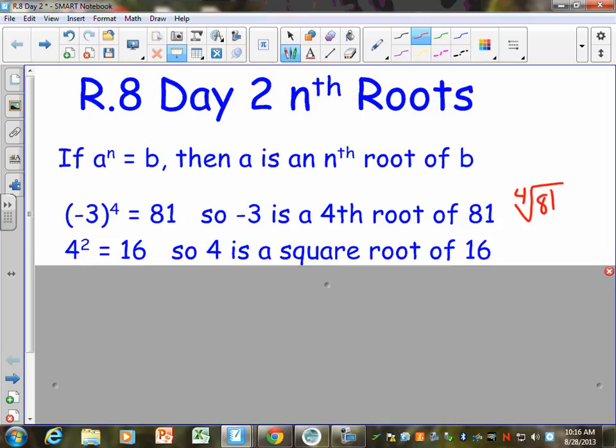Because 4 squared equals 16, we can say that 4 is a square root of 16. And so that's why we don't put the 2 on a square root, because it's the one that we use the most often. We know that it's a 2 there, but any other root we actually put the little number out there, right?